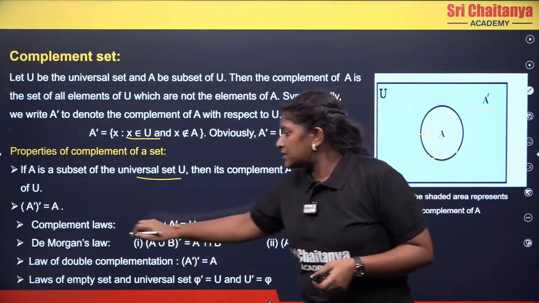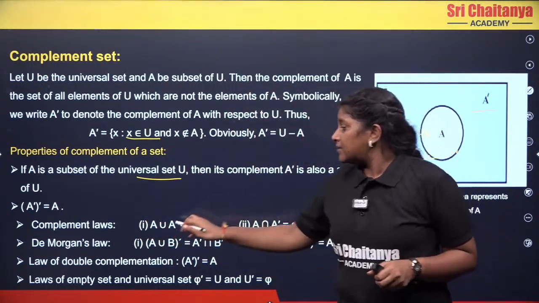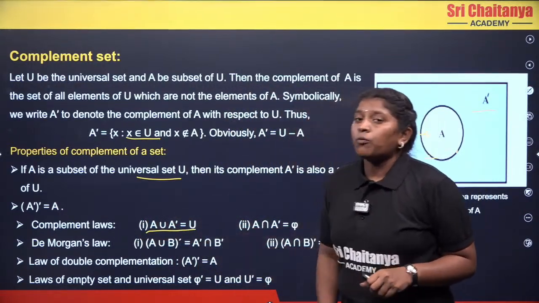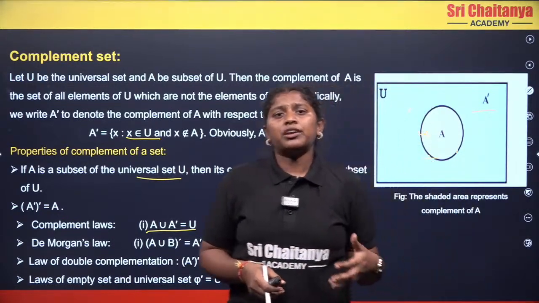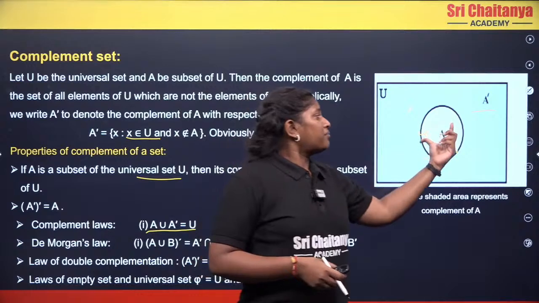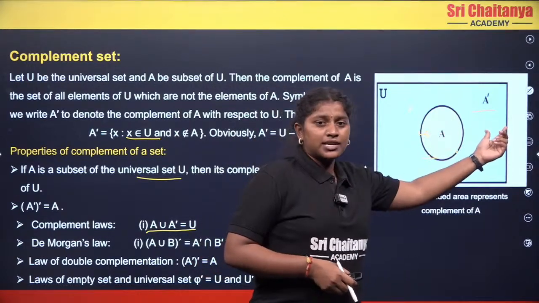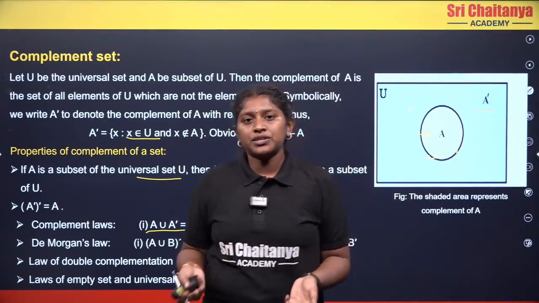Now moving to the next, the complement law: A union A complement will give you the universal set. Union means we write them combined. So if I combine my set with its complement, what do I get? I get the universal set only.